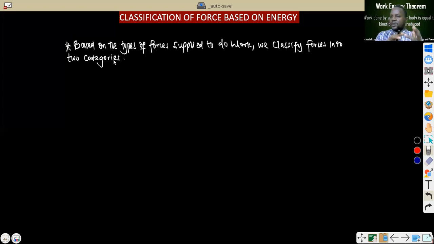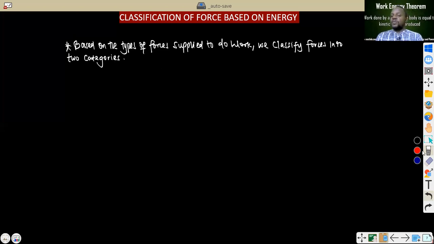Work is the transfer of energy. There are different types of energy that can be transferred to do work. And this energy depends on the type of force also that is required to get that energy. Energy is transferred into work. Force is required for energy. So based on the force that is required for energy to be supplied to do work, we classify forces based on energy transfer in two categories.